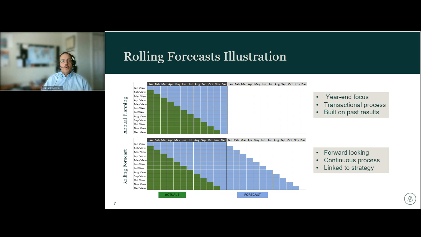you're seeing more and more of the actuals played out over time, but still at the end, it's all built on past results, and you have that cliff at the end of the year that has to be rebuilt the next year. Now compare that to a rolling forecast where you're continuously looking forward.